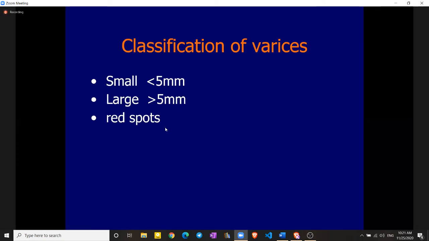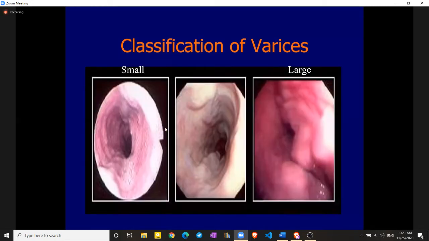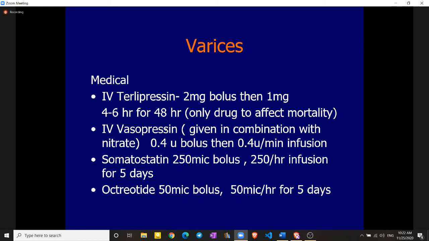So varices can be classified as small or large, and whether they have red spots or wales, right? Small is less than 5 millimeters, large is more than 5 millimeters, and red spots are important because if you have large varices and red spots, you are more likely to bleed. Next one. Yeah, this is the varices shown here. Right. So remember again, medical therapy, endoscopy therapy, right?